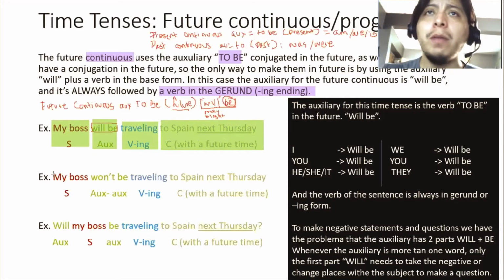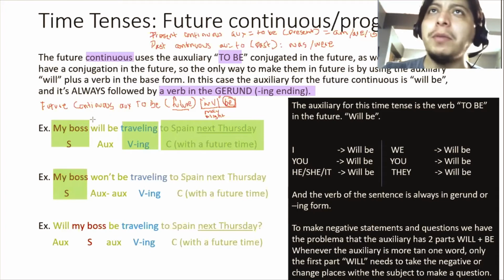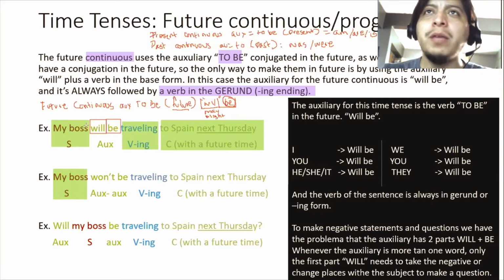For example, if you want to make it negative, my subject, and in this case, it's a little different. It is a little complicated because we have an auxiliary that is 2 words. My auxiliary is a little complicated because it has 2 parts. It has will and it has be. My auxiliary is made of 2 parts. What happens when my auxiliary is made with 2 parts?